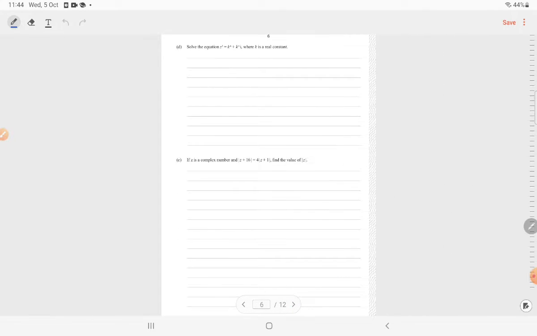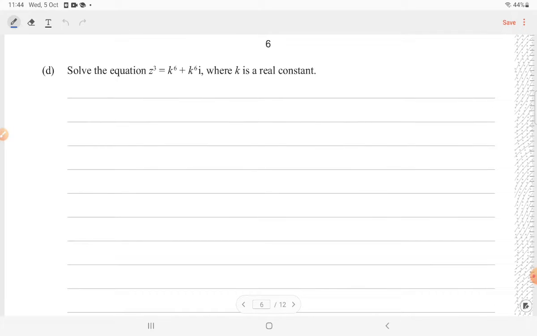So z to the power 3 equals k to the power 6 plus k to the 6 i, where k is a real constant. So in an Argand diagram, with the real part here and the imaginary part here, the distance will be exactly the same. And since the real and imaginary are the same, this angle will be pi over 4. So k to the power 6 plus, I'm using Pythagoras.